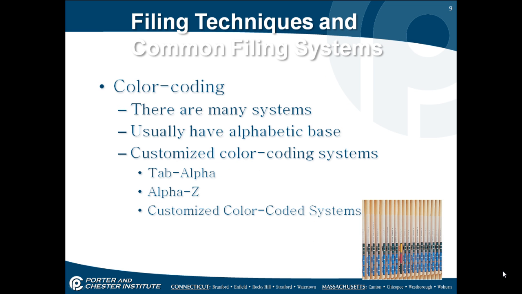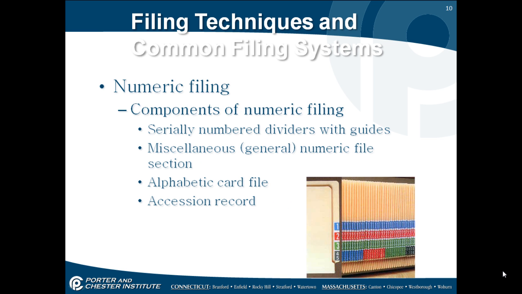Color coding. There are many types of systems. They usually have an alphabetic base. They're customized color coding systems. You have Tab Alpha, Alpha Z, and customized color-coded systems. In numeric filing, the components are serial number dividers with guides, miscellaneous or general numeric file sections, alphabetic card files, and accession records.